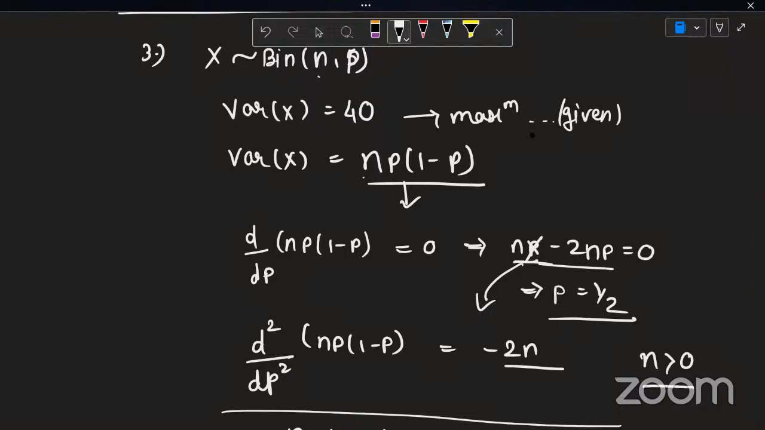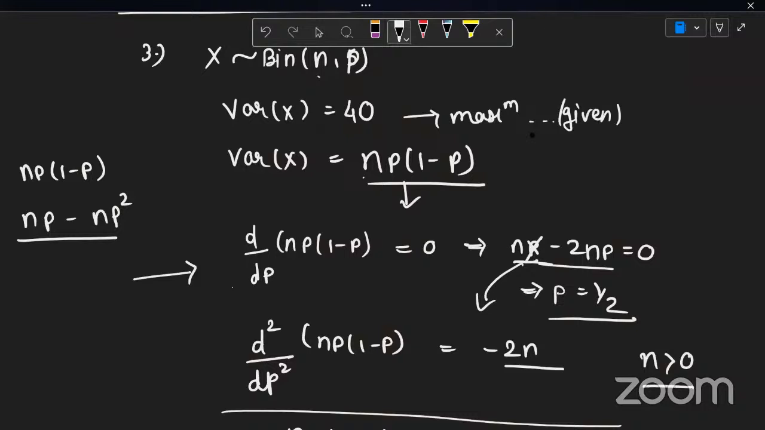Okay. This first derivative you understood. Yeah, ma'am. It was np into 1 minus p, right? So you will have np minus np square, right? Once you differentiate it with respect to p, you will get n minus twice np is equal to 0. Is it fine for you? Then I have calculated p is equal to 1 by 2.